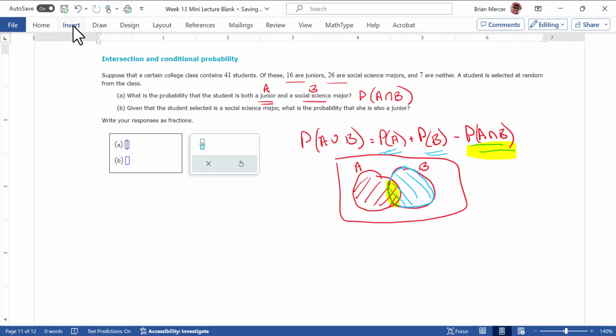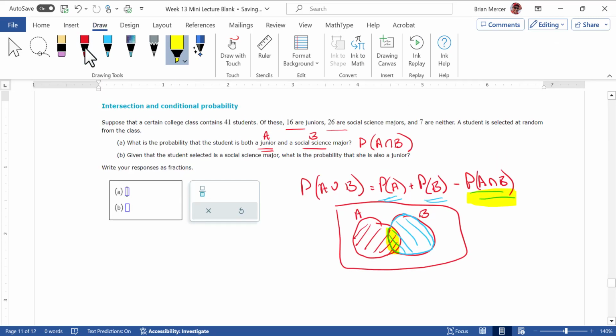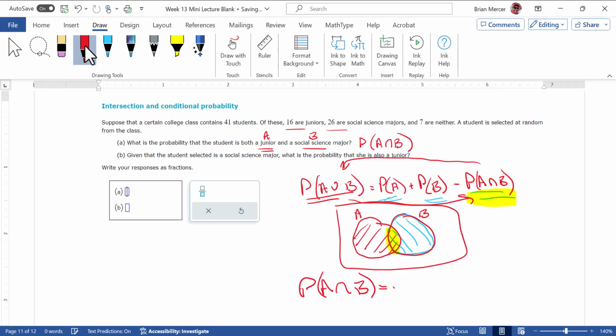So you use that same formula now, and you can rearrange it. If you do a little algebra on this and add this over to this side and subtract the union over to this side, you get that the probability of A intersect B is almost the same thing: probability of A plus probability of B minus the union. So minus the probability of A union B. And so that's what we're going to use here to answer part A.